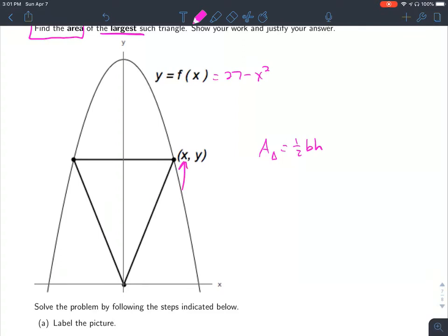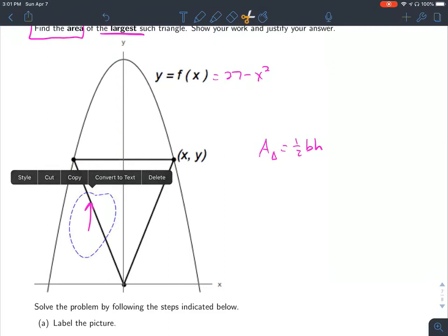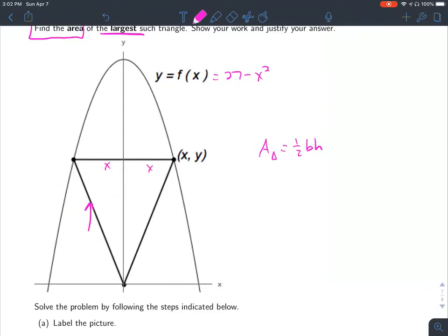Since this is an x value, it means that we have gone from the y-axis to the right x units. It means this entire base, it's x to the right and x to the left. So this is x and this is x. It makes this whole length 2x. That's the base of the triangle.